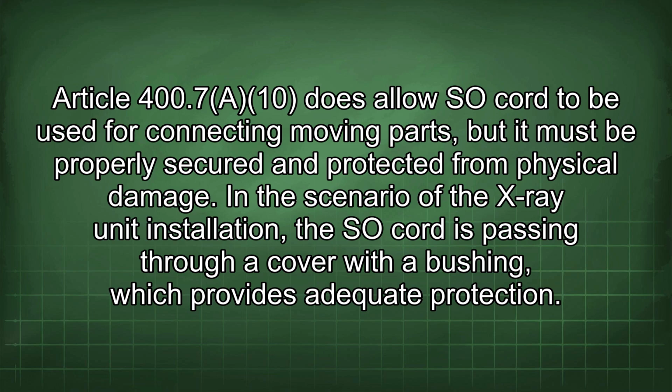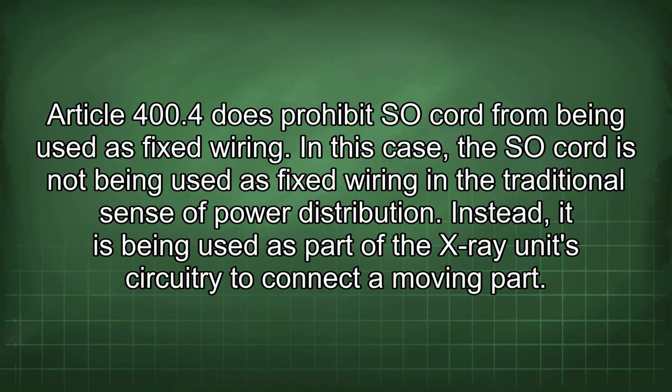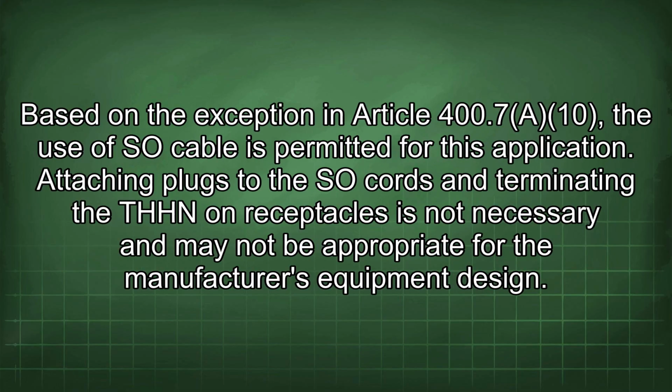In the scenario of the X-ray unit installation, the SO cord is passing through a cover with a bushing, which provides adequate protection. Article 400.4 does prohibit SO cord from being used as fixed wiring. In this case, the SO cord is not being used as fixed wiring in the traditional sense of power distribution. Instead, it is being used as part of the X-ray unit circuitry to connect a moving part. Based on the exception in Article 400.7, the use of SO cable is permitted for this application.